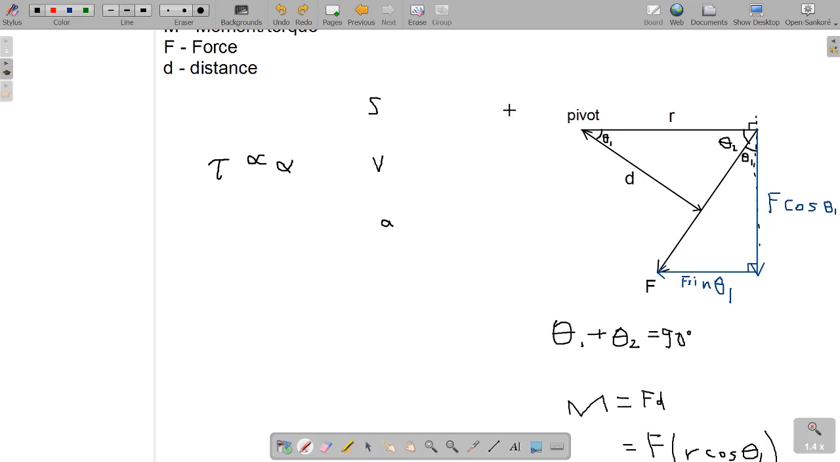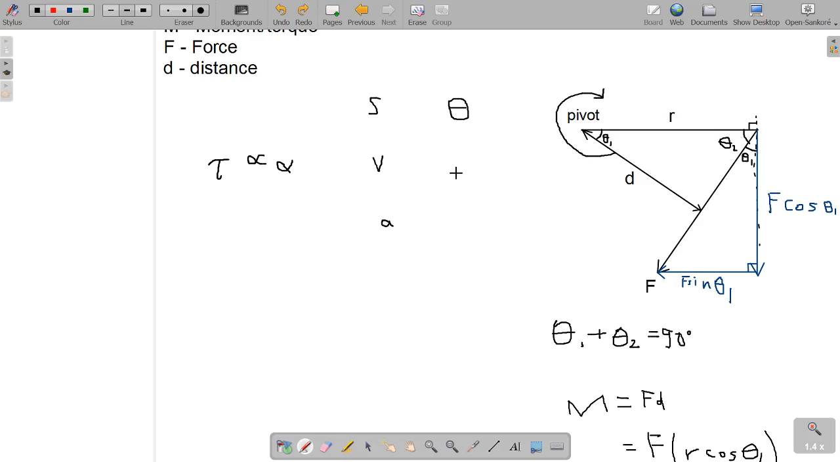Angular displacement means when an object rotates around a pivot, the angle it has rotated, let's say 300 degrees. But normally when we talk about angular quantities, we use radians. So this can be 5 over 6 times 2 pi, which is 5 over 3 pi. So for angular quantities, we use theta to represent displacement.